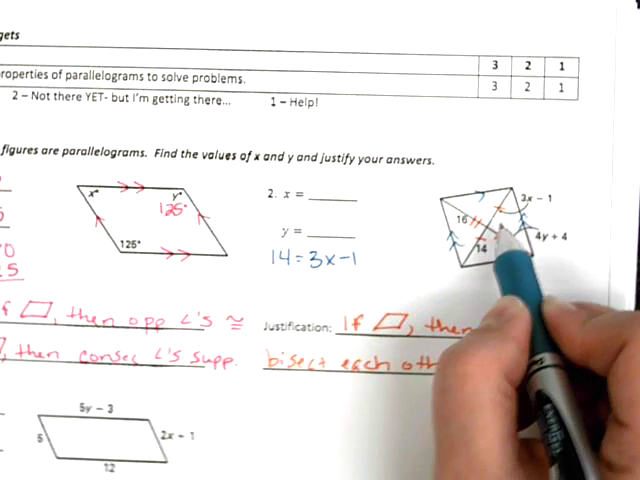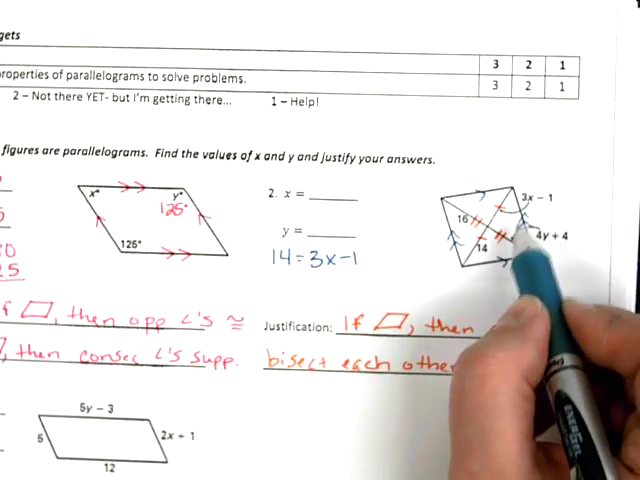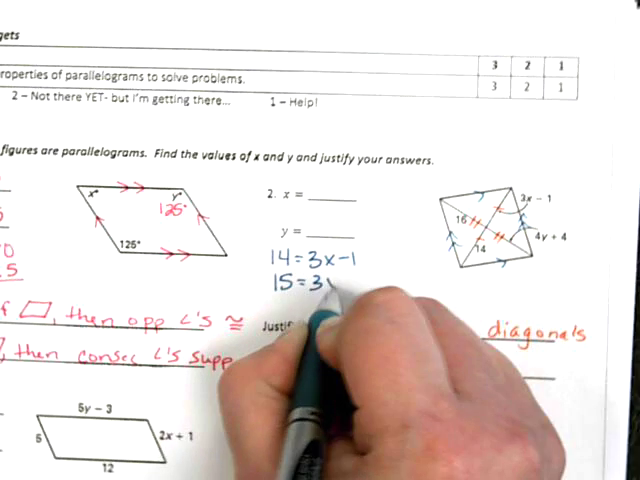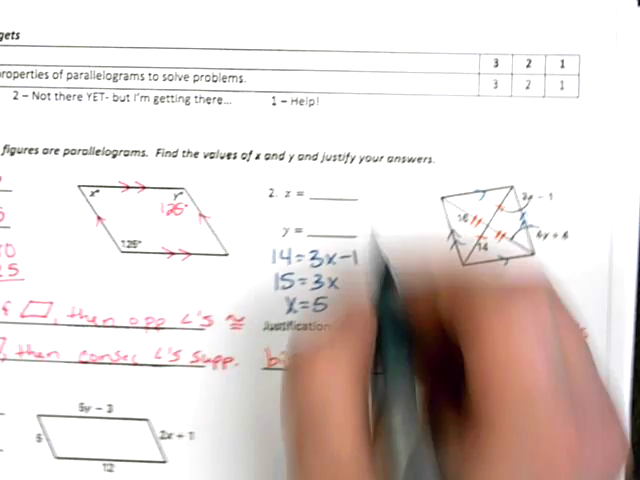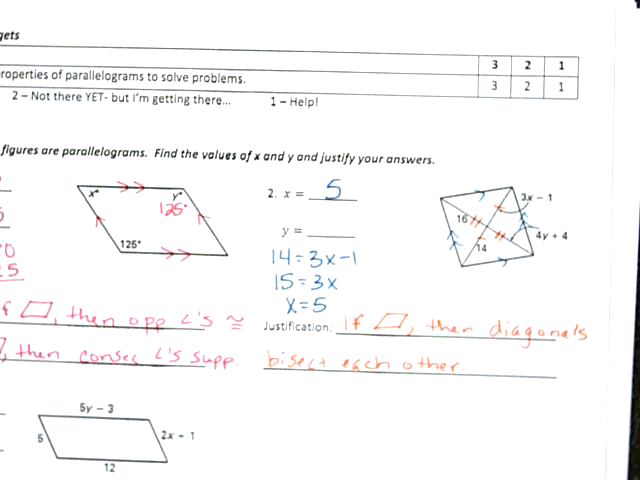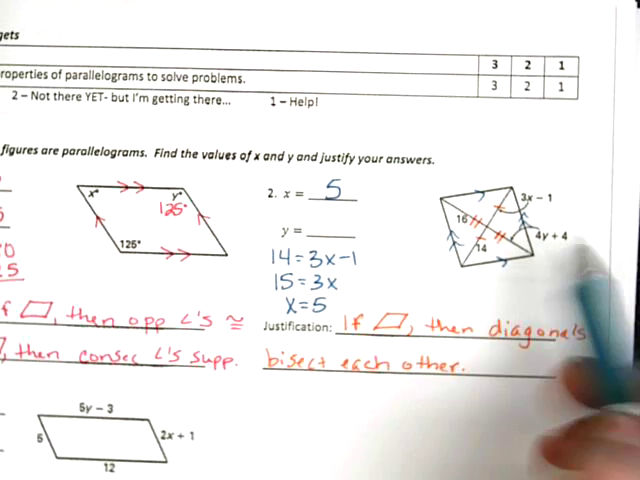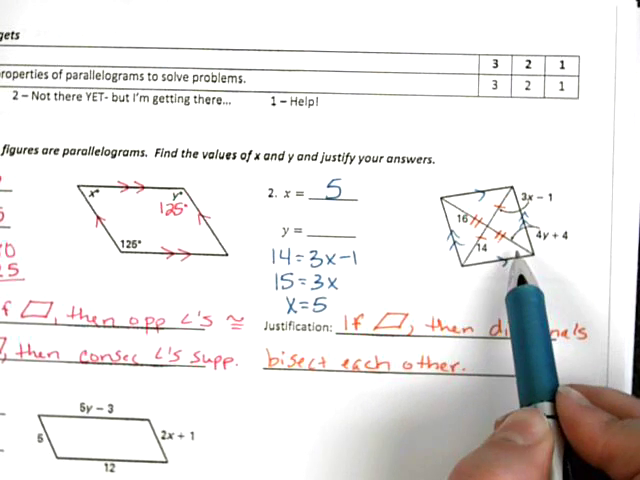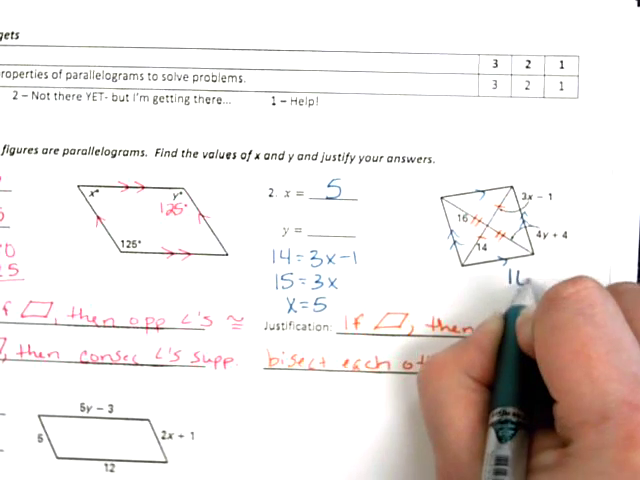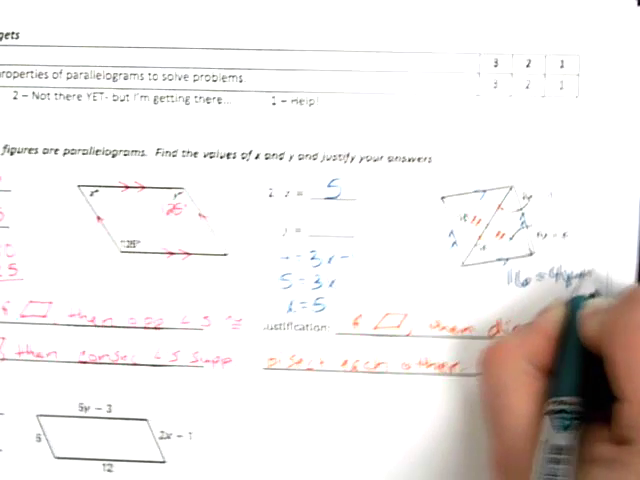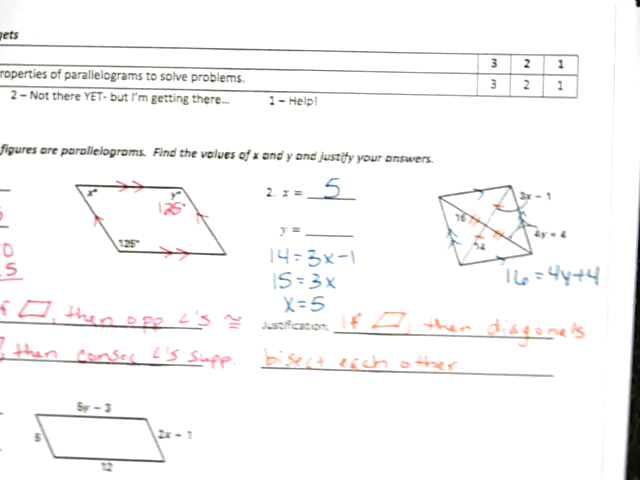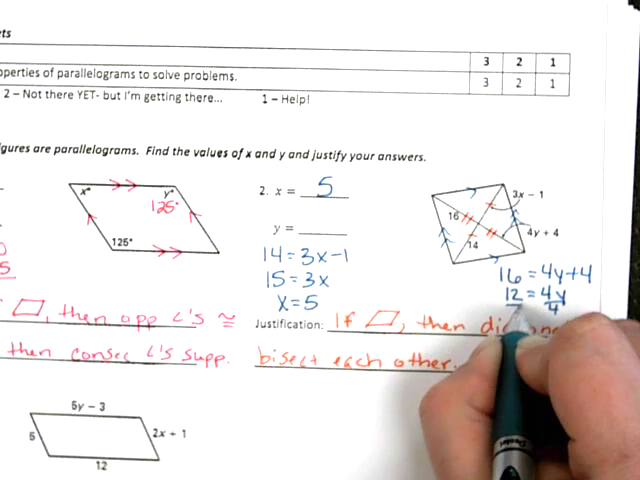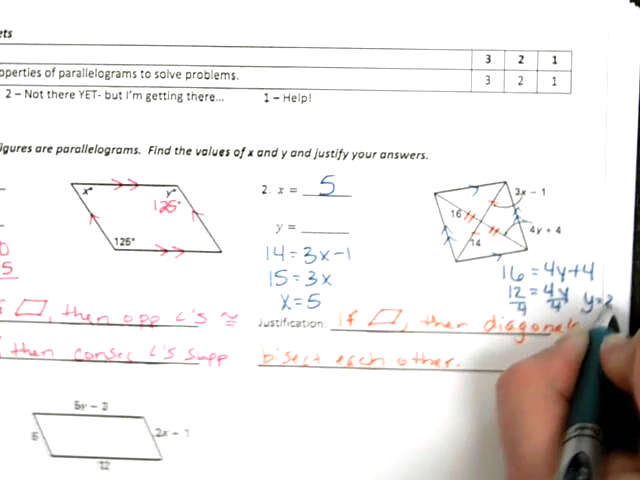All right, that's my diagonals that have the 1 tick mark, the pieces of my diagonals that have the 1 tick mark. So I can add 1 to get 15, and then divide by 3, and I get x equals 5. All right, that's my first variable. And then to get y, I can do the same thing. I've got 2 tick marks here and here, because this diagonal is being bisected, which means that 16 equals 4y plus 4. And then we can solve for y. So subtract 4 and we get 12 equals 4y. Divide by 4 and we get y equals 3.